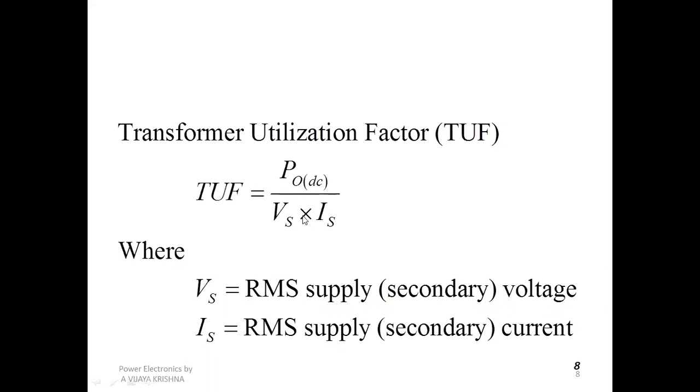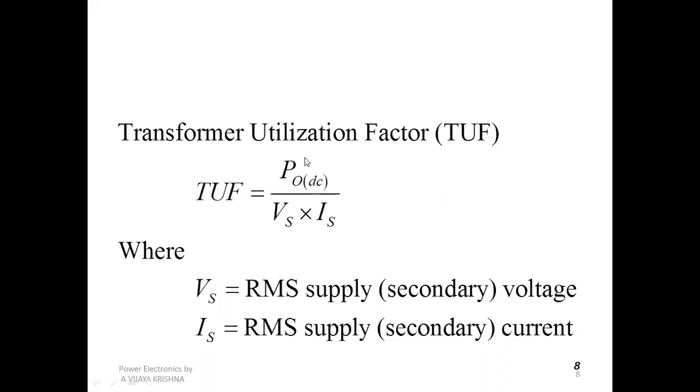And the next one is the transformer utilization factor. If you observe the rectifier circuit, it is connected from the secondary of the transformer to the load. Here the primary is connected to, suppose, a 230 volts AC supply. The secondary should be, suppose, 110 volts, or it could be a step up, going towards 400 volts also. It depends upon the application of that particular load.